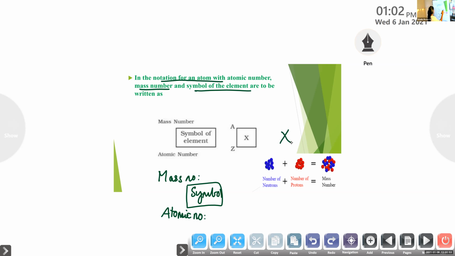Consider X as the symbol of the element, then Z as the atomic number, then the mass number, that is A. Clear? In this way we can represent atomic number, mass number and symbol of the element. Clear? Everyone? Yes, ma'am.